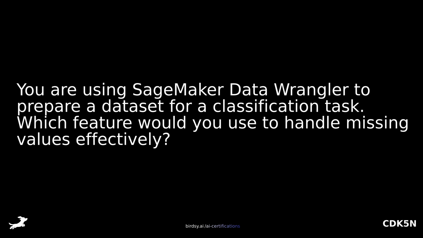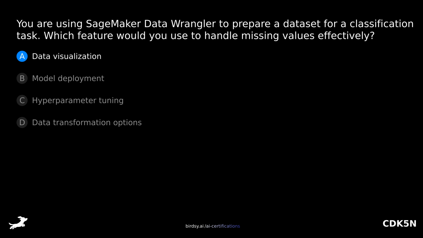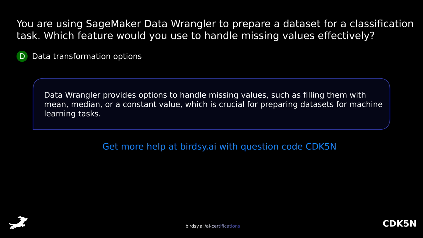You are using SageMaker Data Wrangler to prepare a dataset for a classification task. Which feature would you use to handle missing values effectively? Is it A, data visualization, B, model deployment, C, hyperparameter tuning, or D, data transformation options? The answer is D, data transformation options. Data Wrangler provides options to handle missing values, such as filling them with mean, median, or a constant value, which is crucial for preparing datasets for machine learning tasks.